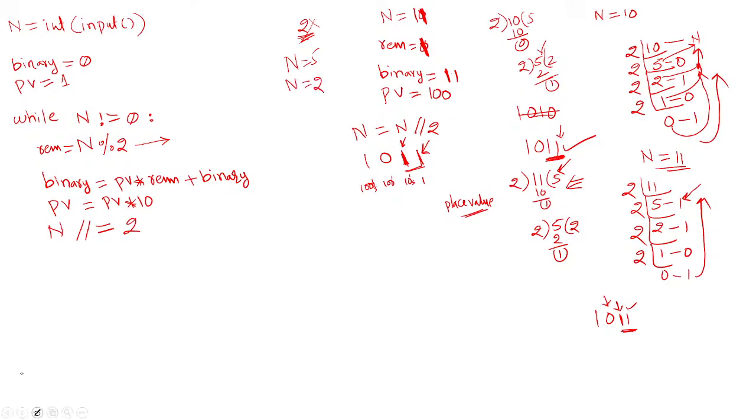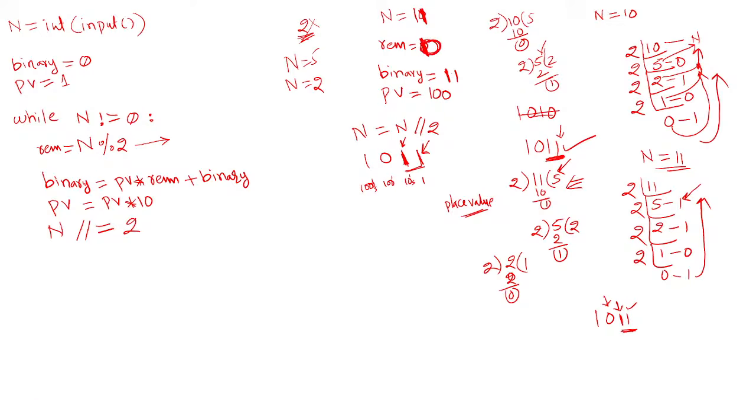Again go up. What happens we'll see here. 2 not equals to 0, yes. Remainder is equal to, when you divide 2 with 2, what is the remainder you get? You get the remainder as 0. Divide 2 with 2, 2 ones, remainder is 0 you are getting here. So your remainder becomes 0 here.